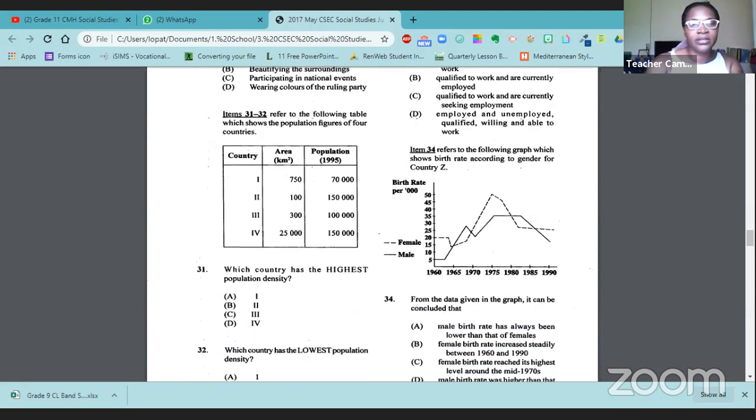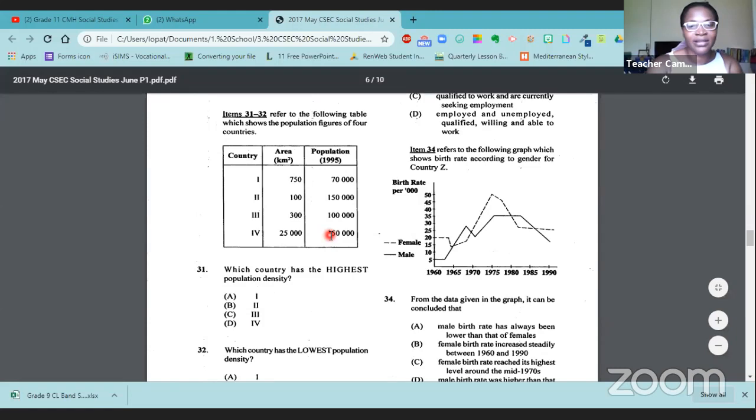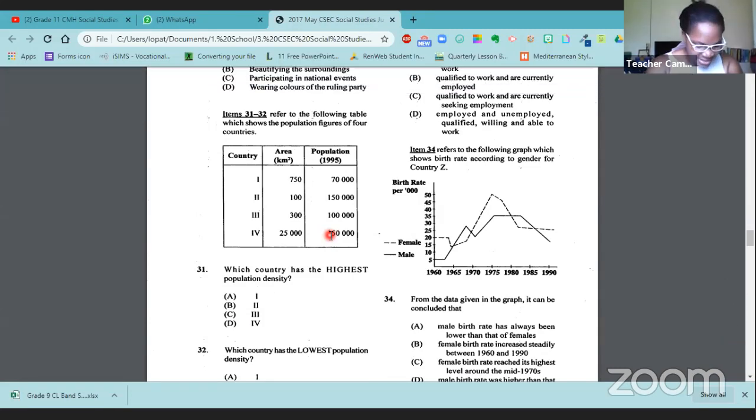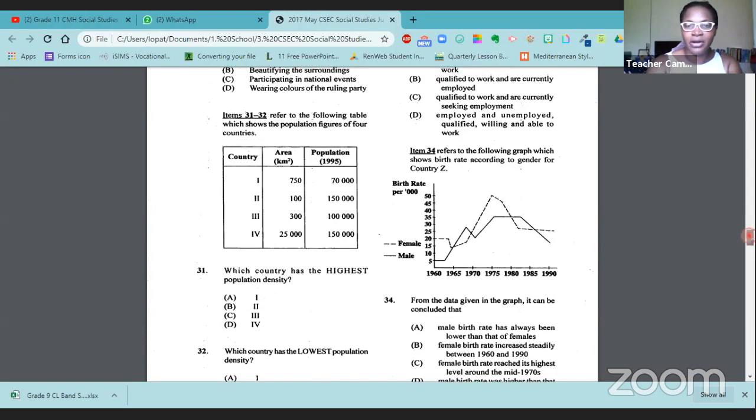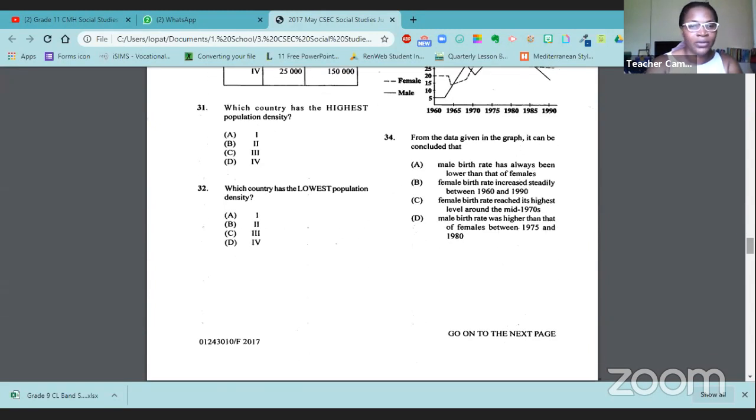31 to 32 refers to the diagram here. Which of the populations has the highest population density? We looked at it already, and this is number 2. And I did give you the formula for working out the population density. Number 32, which country has the lowest population density? You would do the calculations again, and the calculation should lead you to D.